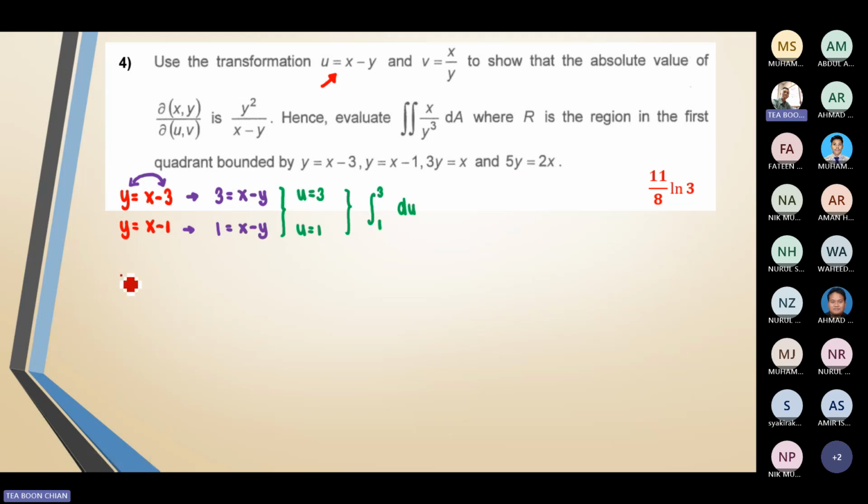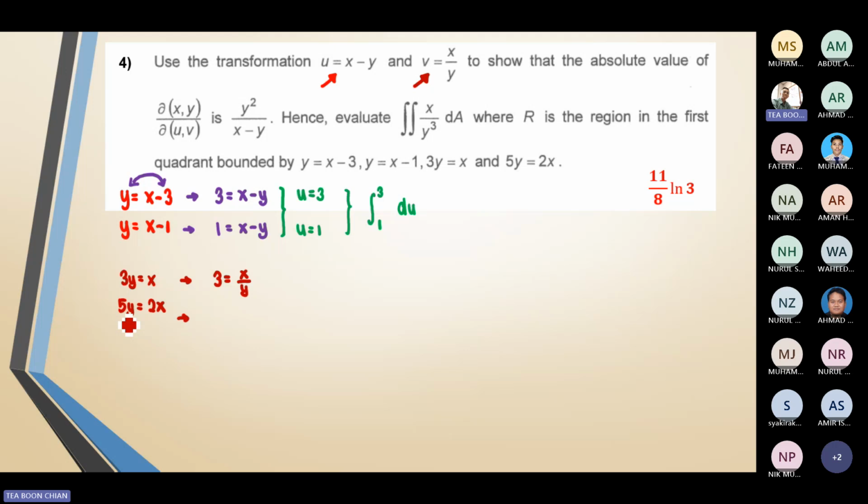So here we have 3y equals x. We have 5y equals 2x. Look carefully, your v function is x divided by y. Therefore, from here, do a bit of rearrangement. 3 equals x divided by y. By just shifting y to the right-hand side, divide. So x over y gives you 3.